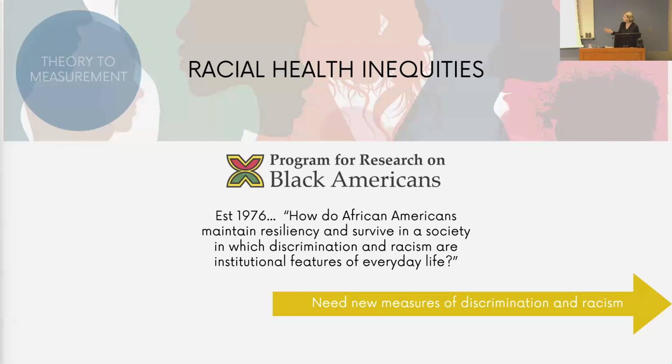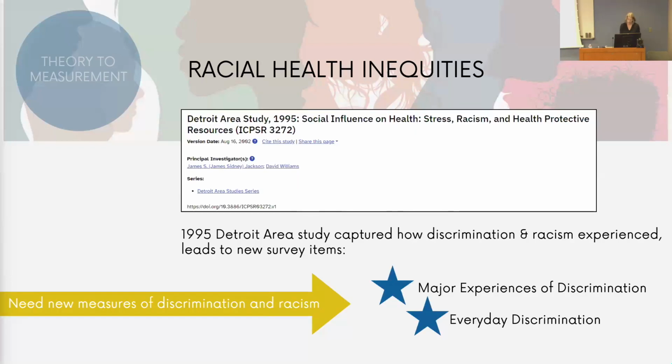So they recognized the need for new measures of discrimination and racism. And the 1995 Detroit area study was pivotal in developing these new measurement tools. Was anybody here involved in a Detroit area study? A couple of hand raises. It used to be this very crucial training piece of the sociology department for graduate students who went out and did interviews and helped design the study and use these data for dissertations.